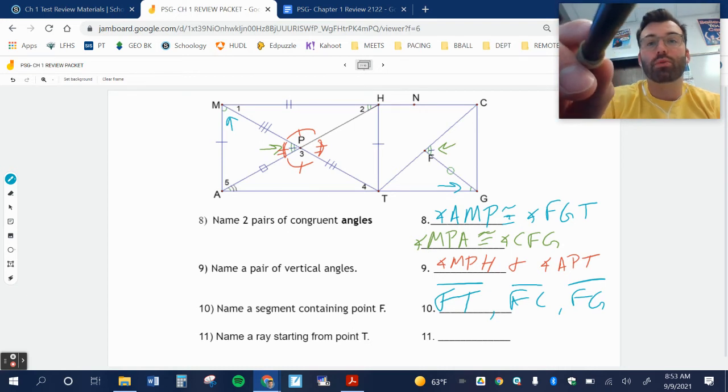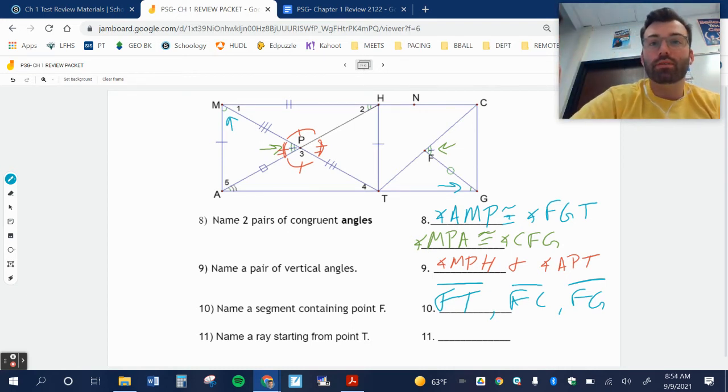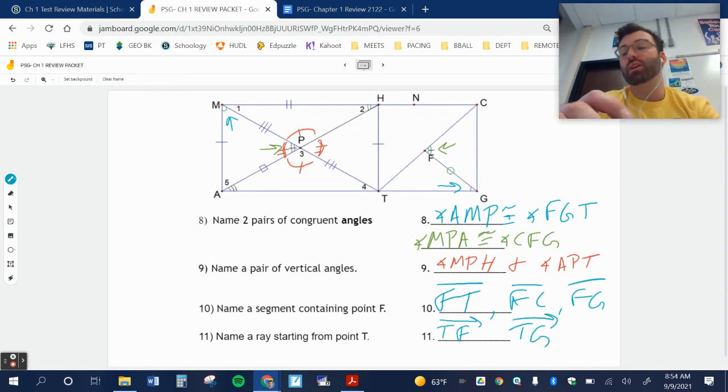Name a ray starting at point T. Well, a ray, remember, starting with point T, the symbol matters, so I could say TF, and the starting point must be like a point, no line. Excuse me, no arrow. The arrow goes towards F. I could say TG. There's a number of combinations. I wrote a bunch out on the answer key. Just check that answer key for some combinations.